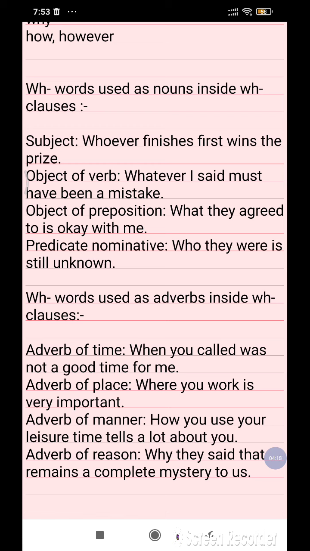WH words used as adverbs inside WH clauses. Adverb of time: when you called was not a good time for me. Adverb of place: where you work is very important. Adverb of manner: how you use your leisure time tells a lot about you. Adverb of reason: why they said that remains a complete mystery to us.